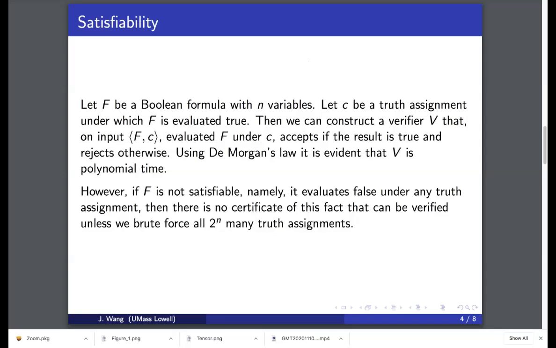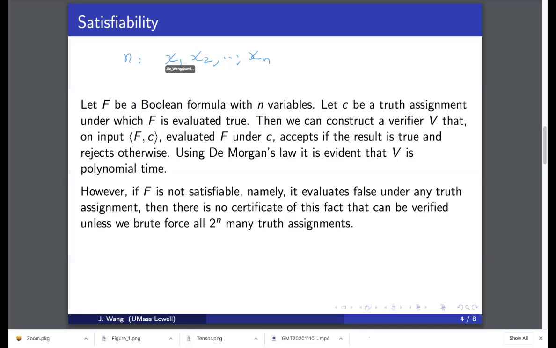All right, so satisfiability. So let F be a Boolean formula with n variables. Okay, which means you have n Boolean variables. Let's call them x1, x2, xn.